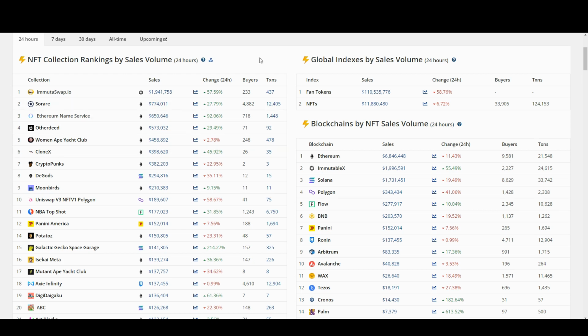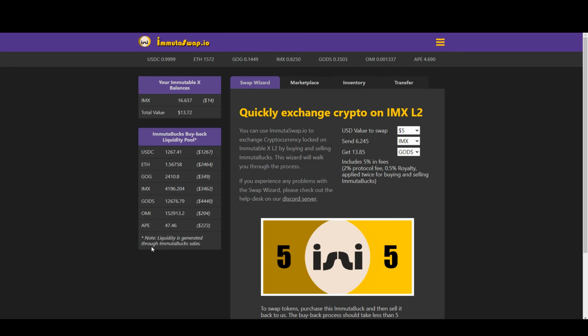So let's have a look at Immutaswap. It's an odd sort of thing. This is what it looks like. And Immutaswap, in fact, while you are trading NFTs, is effectively a DEX. It is a way of swapping currency. At the moment, there is no DEX on Immutable X.